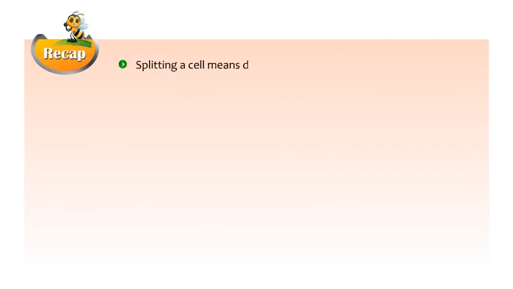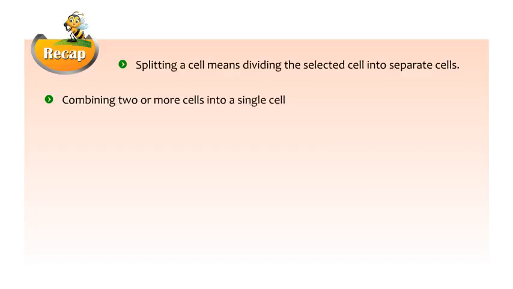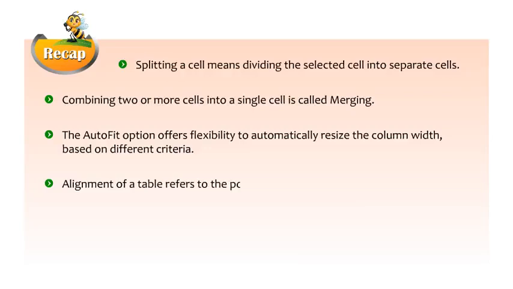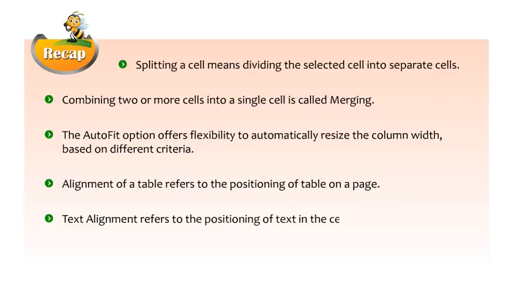Splitting a cell means dividing the selected cell into separate cells. Combining two or more cells into a single cell is called merging. The AutoFit option offers flexibility to automatically resize the column width based on different criteria. Alignment of a table refers to the positioning of the table on a page. Text alignment refers to the positioning of text in the cells of a table.